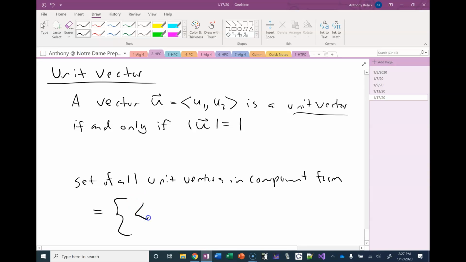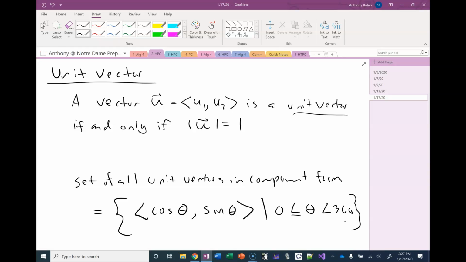So the component form for all unit vectors is going to be cosine theta, comma, sine theta, where theta is some angle between 0 and 360. Whoa!